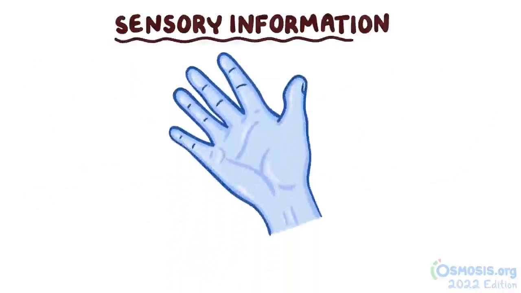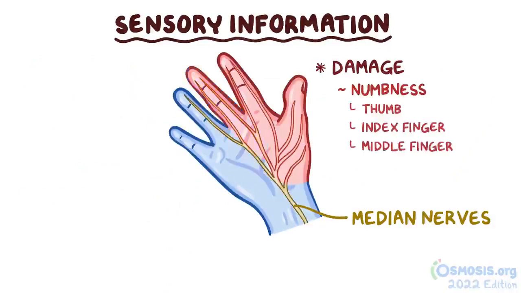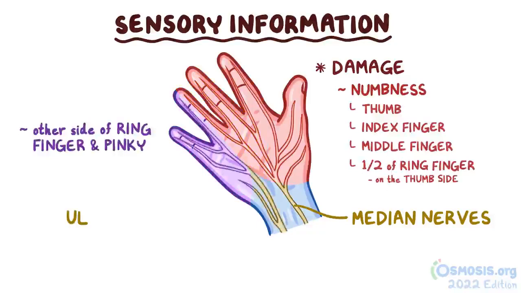Now, both nerves also carry sensory information from specific areas of the hand to the central nervous system. Damage to the median nerve could result in numbness in the thumb, the index finger, and middle finger, as well as half of the ring finger that's on the thumb side. The other side of the ring finger and the pinky are innervated by the ulnar nerve.